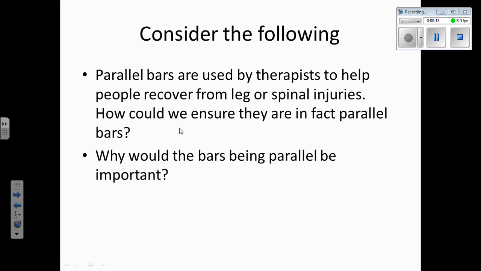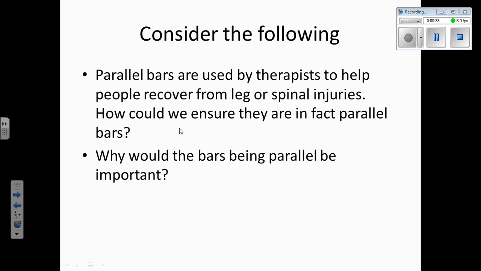Consider the following. Parallel bars are used by therapists to help people recover from leg or spinal injuries. How could we ensure they are in fact parallel bars? And why would the bars being parallel be important? What they mean by parallel bars is they're not inserting a parallel bar into you. What you're doing is you're training on the parallel bar, like with your physical therapist or your athletic therapist.